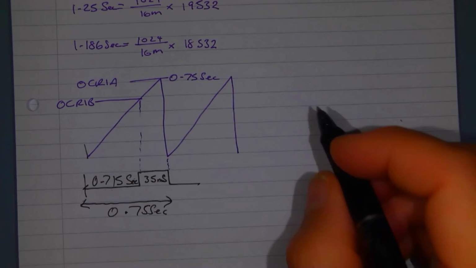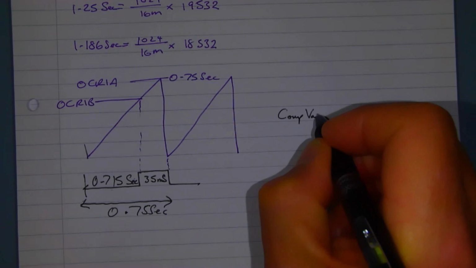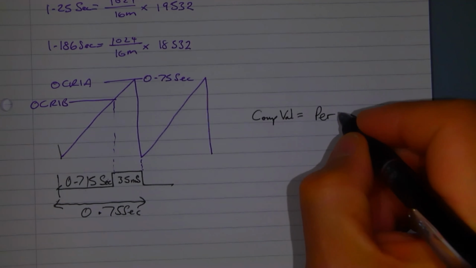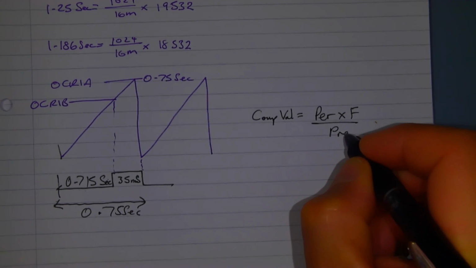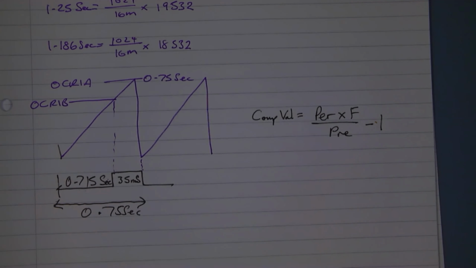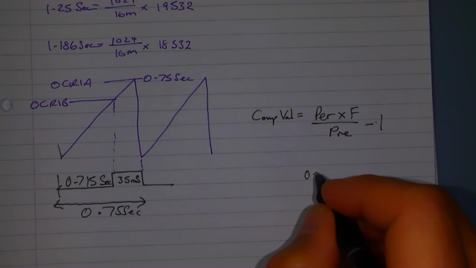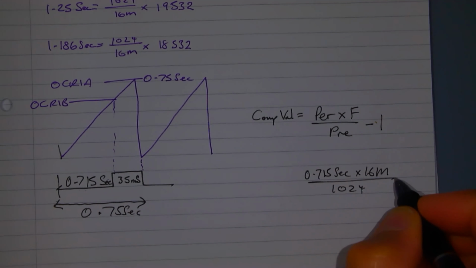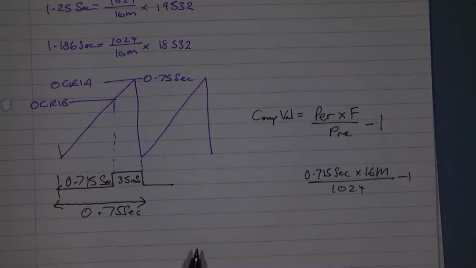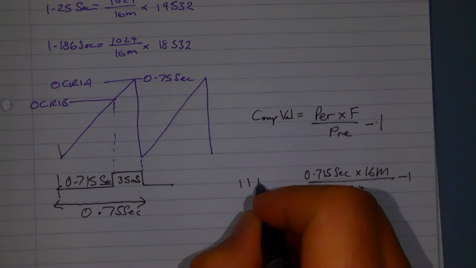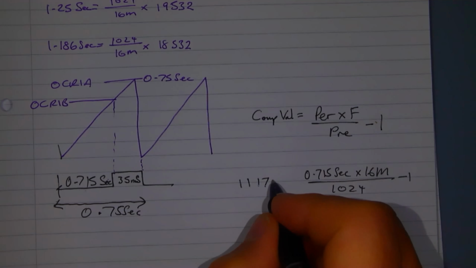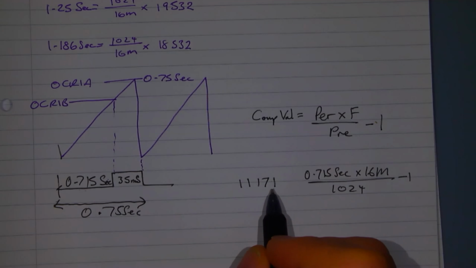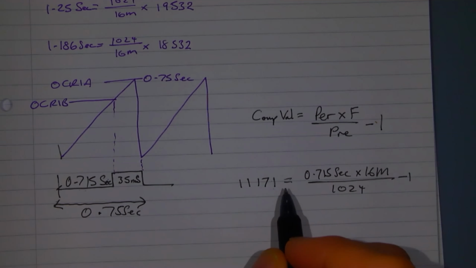Our model is just really converting this one around the other way. So that's pretty easy. Our compare value equals the period we want times the frequency over the prescale, minus 1. So that's really quite straightforward. The period we want is 0.715 seconds times 16 megahertz over a prescale of 1024, minus 1, and that gives us a compare value of around about 1117. It's not an exact value, so I need to either truncate it or round it up, so I can have a play with those values, but that will be the compare value.